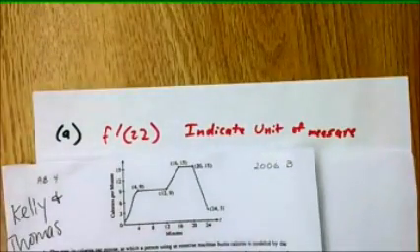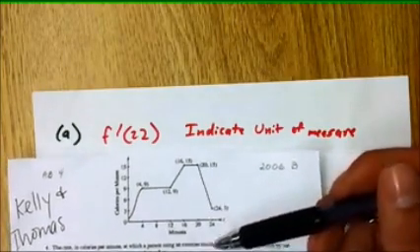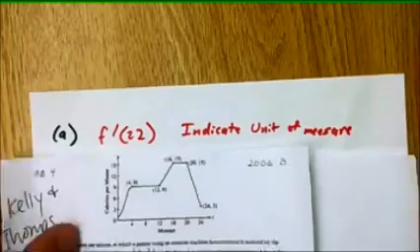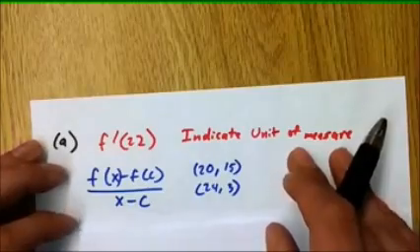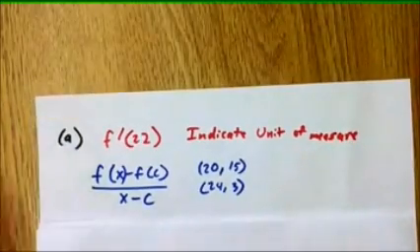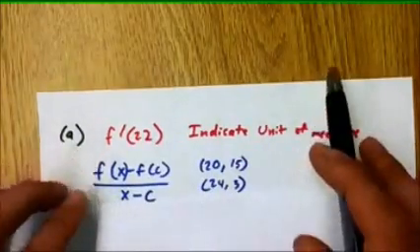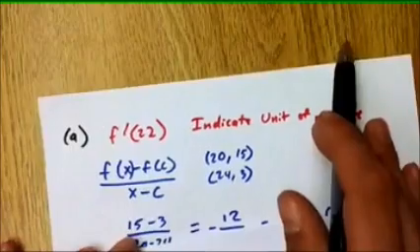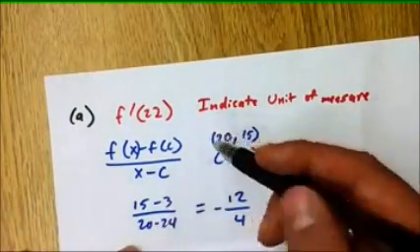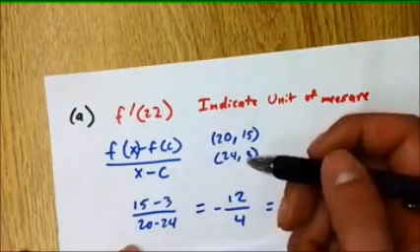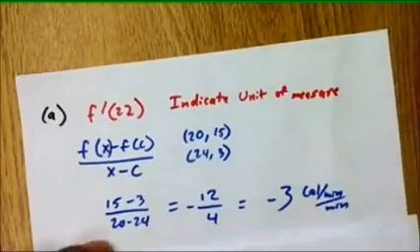Because in the graph, right here where 22 would be, it has a constant slope, we could use the definition of a derivative, which is f of x minus f of c over x minus c. And we could use the 2 points they gave us, which is 20 and 15 and 24 and 3. So when we plug that in, we're going to get 15 minus 3 over 20 minus 24, which equals negative 12 over 4, which is going to come out to negative 3 calories per minute per minute.